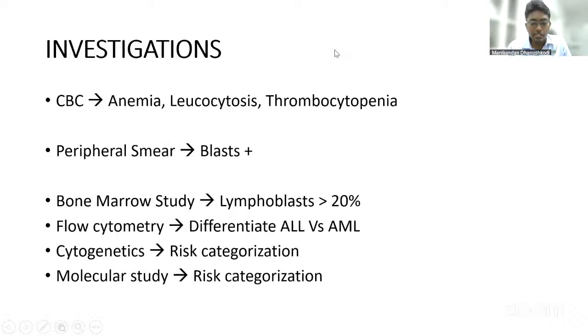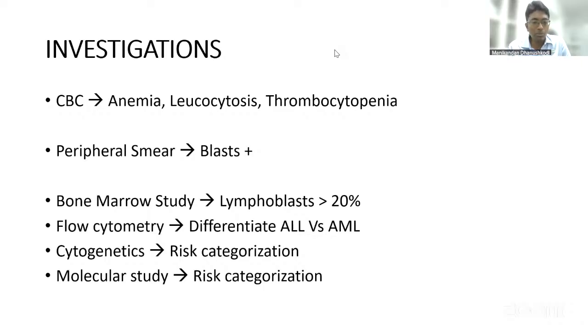So investigations: we have to remember, any sick patient who presents with fever and bleeding, immediately we have to do a complete blood count along with a peripheral smear. Usually acute leukemias have anemia. Predominantly they can have leukocytosis, and a small component, less than 10%, can have leukopenia. And mostly acute leukemias present with thrombocytopenia. This patient who presented did not have thrombocytopenia. Platelets were normal for the majority of the time. This is very uncommonly reported, in less than 5% of presentations of acute leukemia.